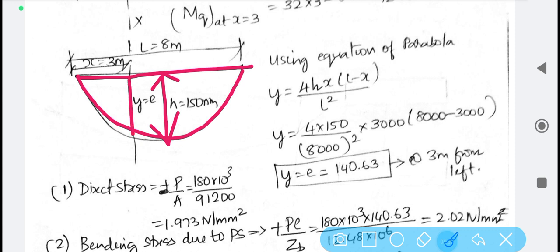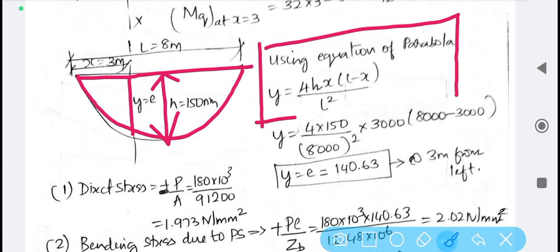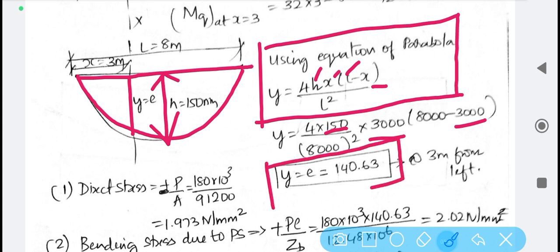In such a fashion we can make use of the equation of parabola. So what is that eccentricity distance, or the h distance or the y distance, with respect to the 3 meter span? We can make use of the equation of parabola and substitute all this. H is 150, x is where it is required to calculate, and L is the length of the beam. After substitution, the eccentricity at 3 meter can be calculated and computed.